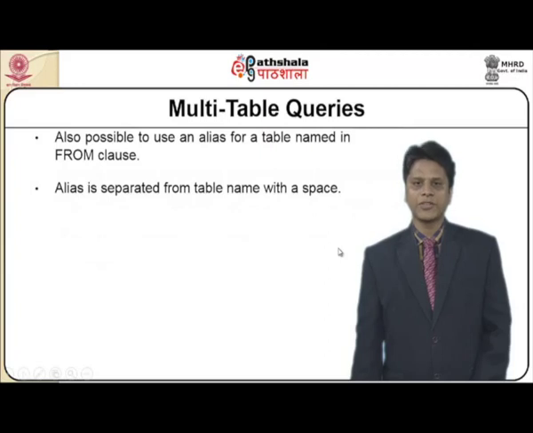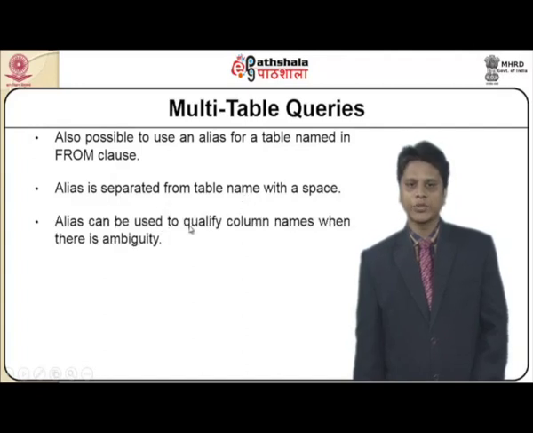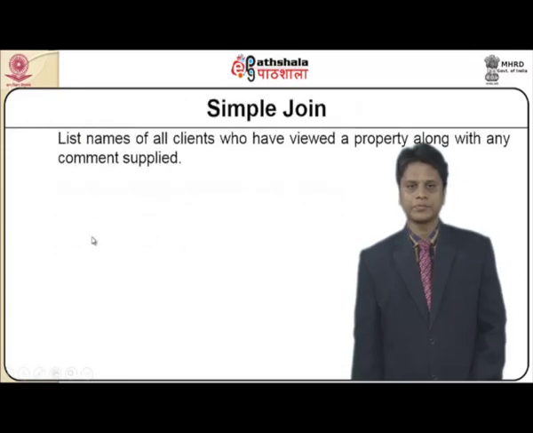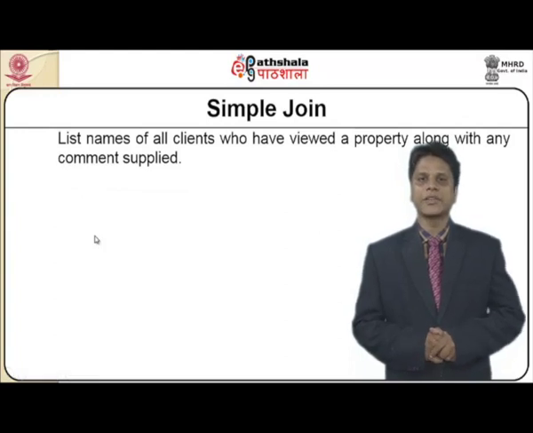Some examples of these multi-table queries follow. It is also possible to use an alias for the table named in the FROM clause. An alias is separated from the table name with a space. An alias can be used to qualify column names when there is an ambiguity. Initially, we will just give an explanation of a simple join.